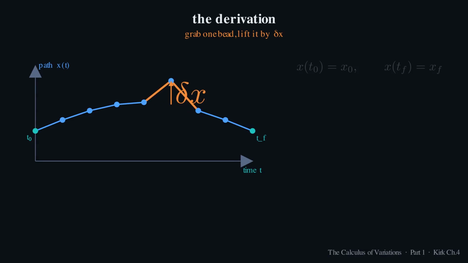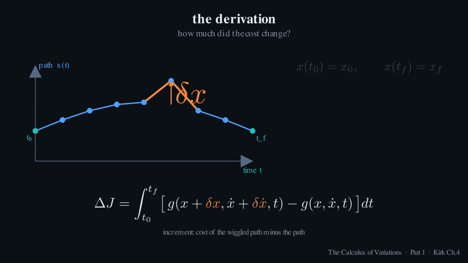Grab one bead and lift it by a tiny wiggle, delta x. How much did the cost change? Write the increment, the cost of the wiggled path minus the cost of the original, as one integral of the wiggled g minus g. Now zoom in on that lifted bead because two things changed at once. The bead now sits a little higher, and lifting it bent the two links into it, so the slope changed too. So g is being evaluated at a nudged height and a nudged slope.